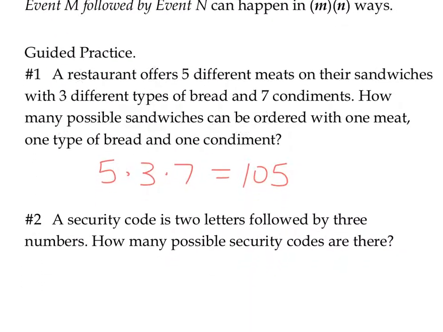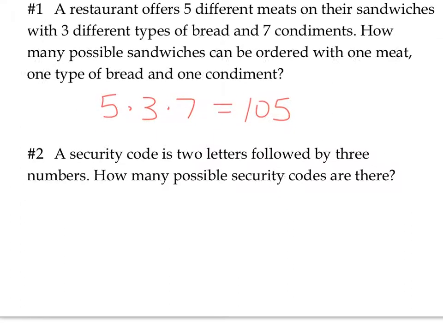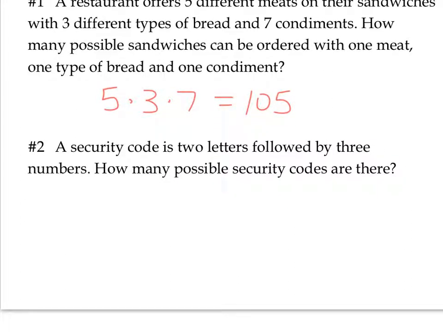See problem number 2 here. A security code is 2 letters followed by 3 numbers. How many possible security codes are there? So for 2 letters, there are 26 possible letters for the first letter and 26 possible letters for the second letter. Nothing's saying it can't be an A and an A. They could be the same letter twice. So 26 letters, and then 3 numbers. So 3 digits. There are 10 possible digits, 0 through 9, and there are 3 of those.